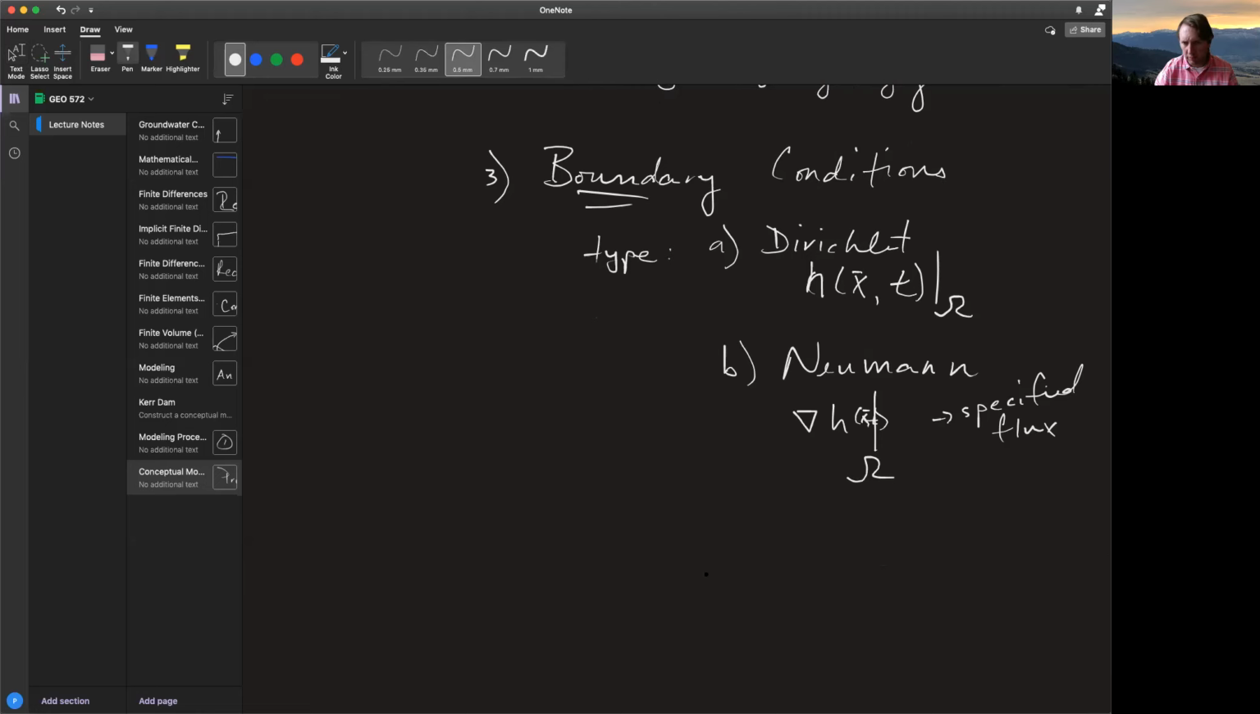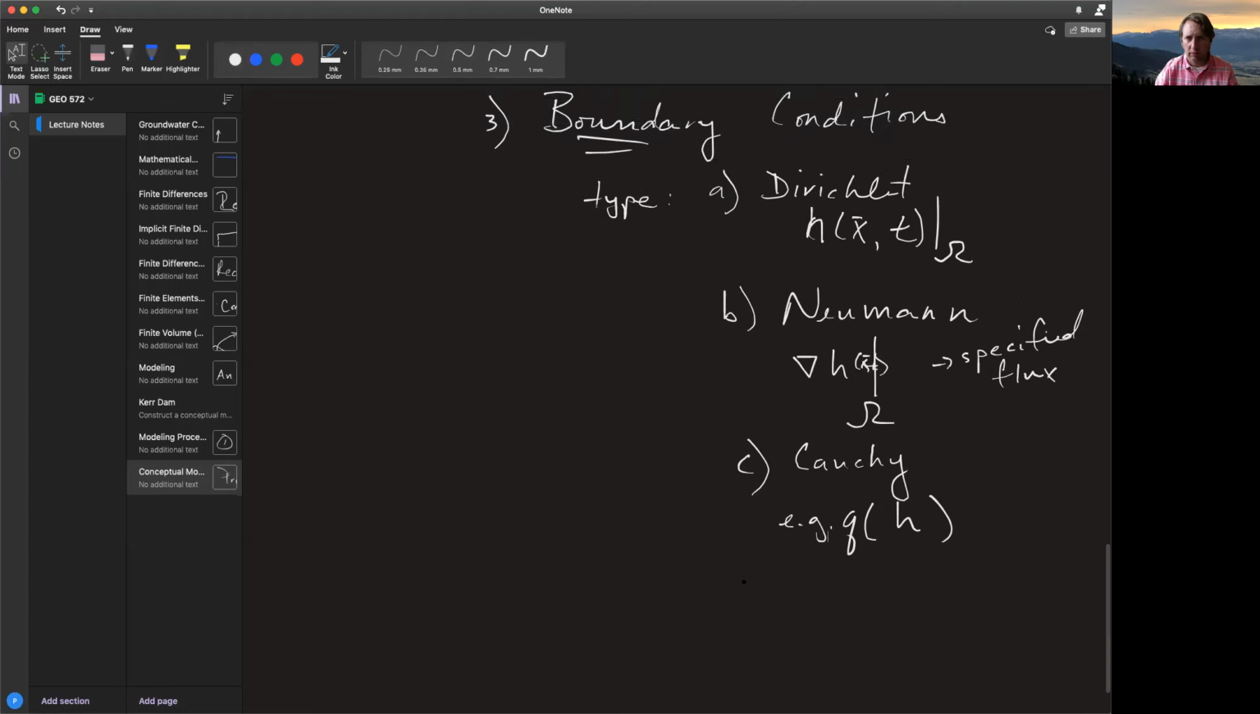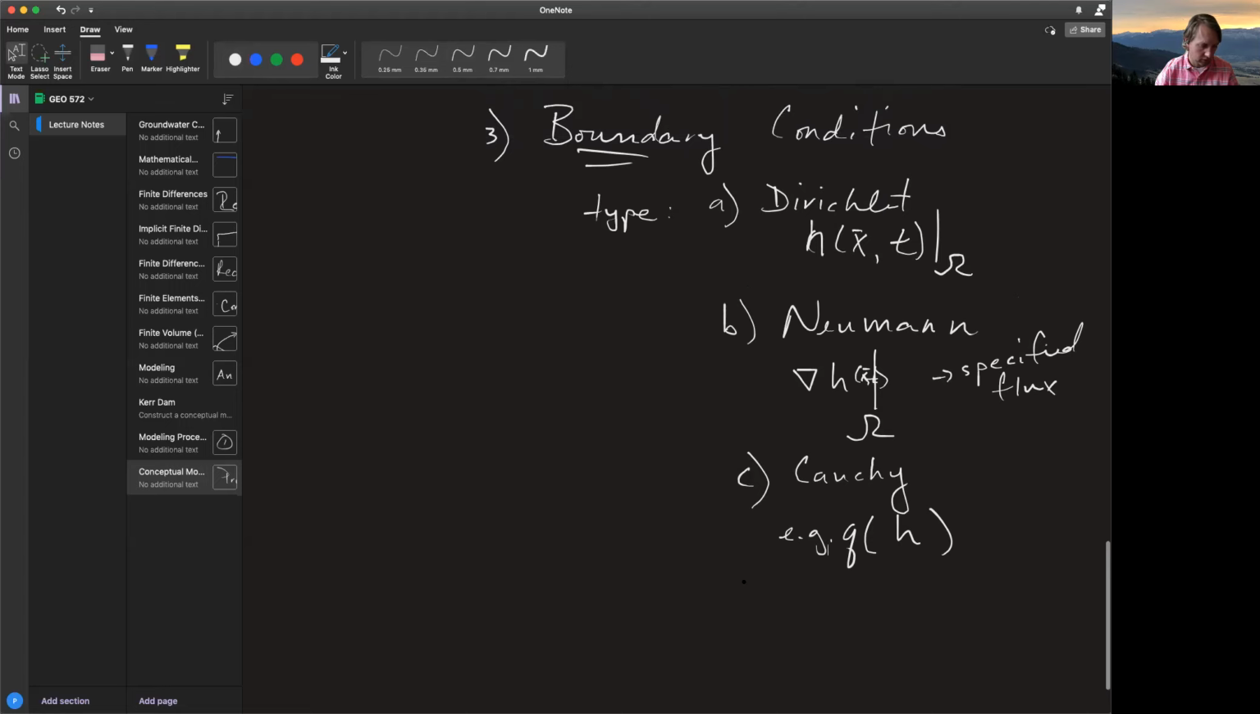And then the third type is a mixed condition, Cauchy or Robin conditions. This might be, for example, a flux that depends upon the value of head. So we have to define correct boundary conditions that most adequately represent our particular condition. This is really important.